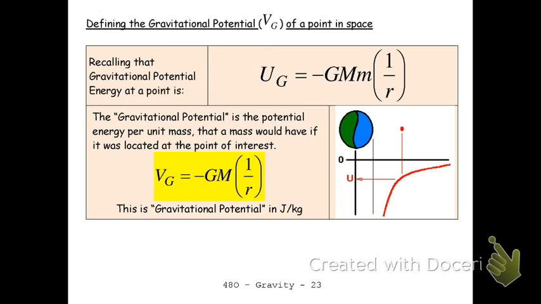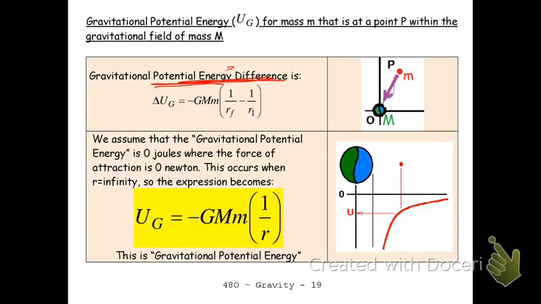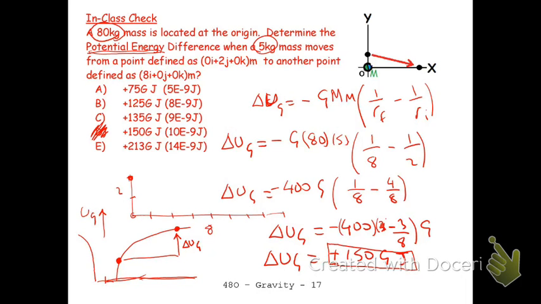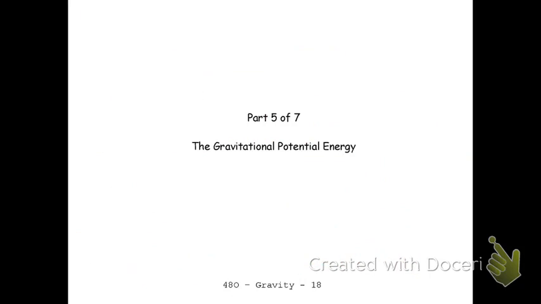Well, no, I've got to go back. I'm sorry, I just misread this. This is gravitational potential energy, not gravitational potential. So look at this diagram there. That's the gravitational diagram for a mass. And as we go further away from the mass, we get different potential energies.